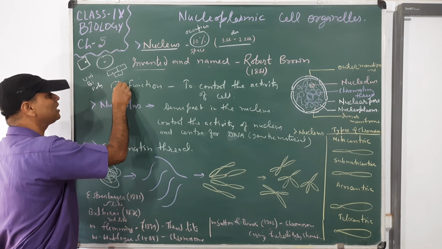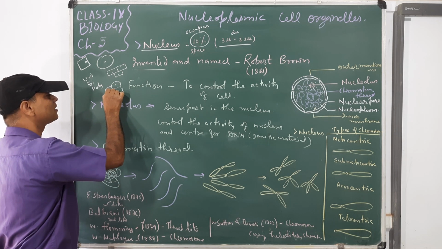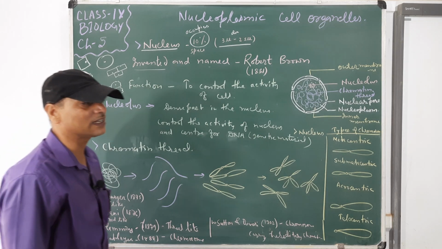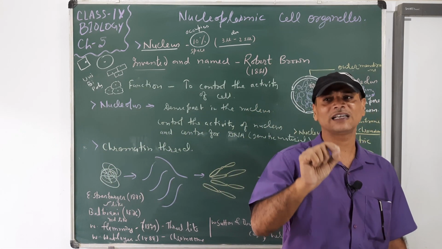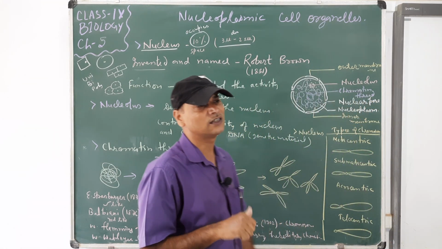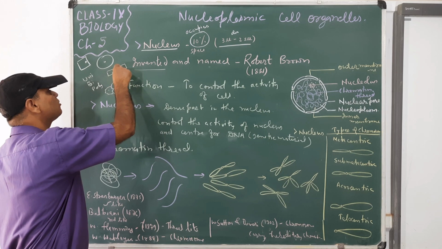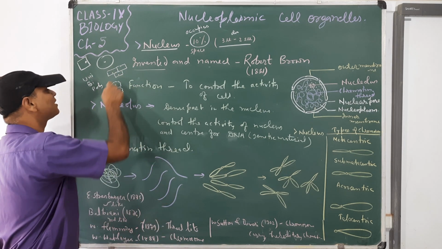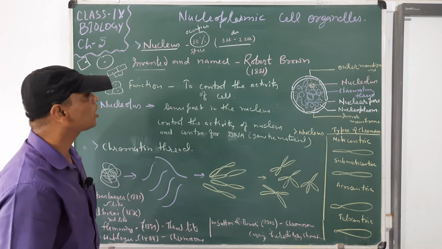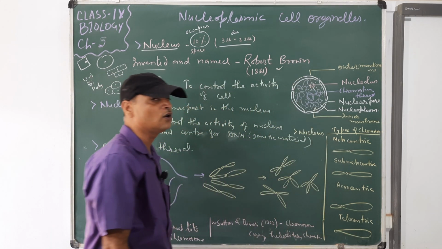In the cheek epithelial you can see the dense particles present in the center. What is this? This is the nucleus. So we consider the central dense part in the cheek epithelial as the nucleus, or the dense part present at the corner we can consider as the nucleus of the plant cell. So Robert Brown discovered it in plant cell in 1831.